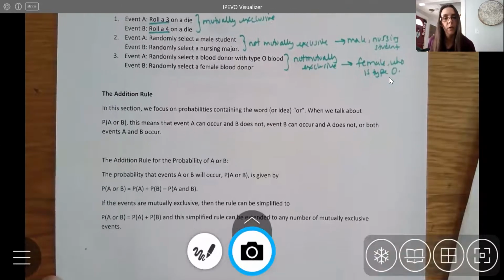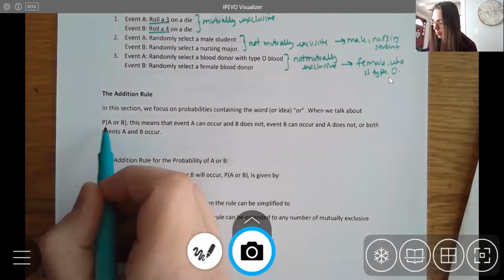The addition rule. In this section, we focus on probabilities, like I mentioned already, containing the word or the idea of or. I say the idea because sometimes we don't always use the word or, although we do most of the time, but it could also be the idea of one event or the other event occurring.